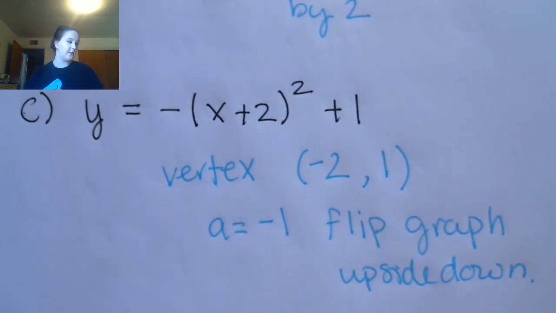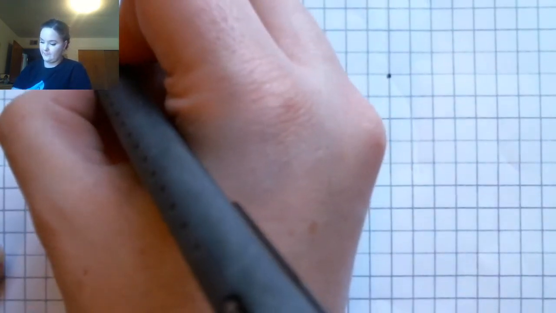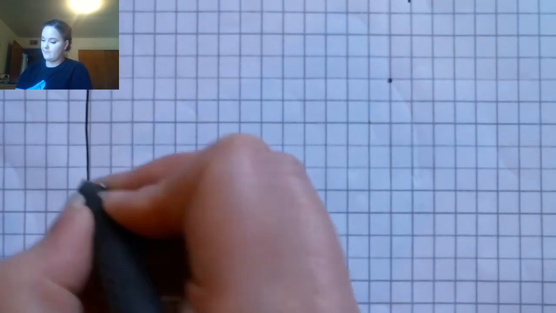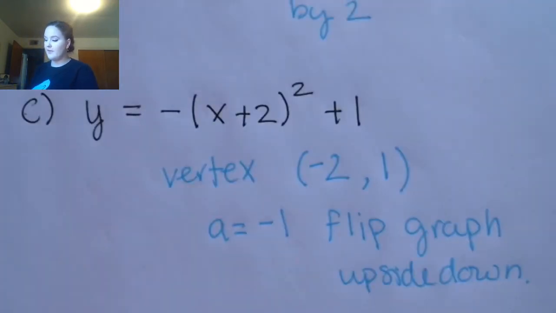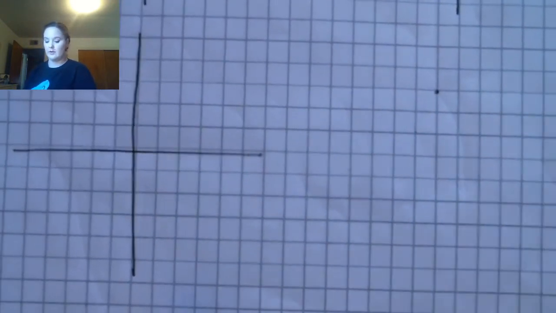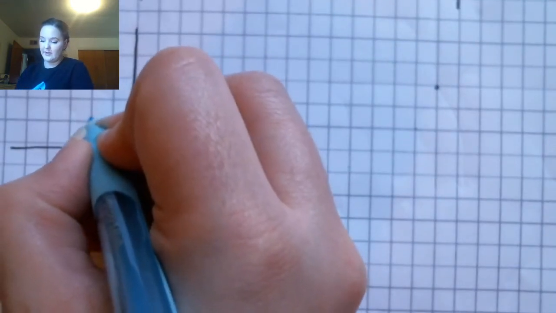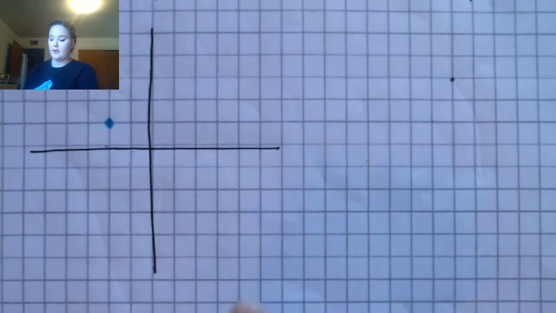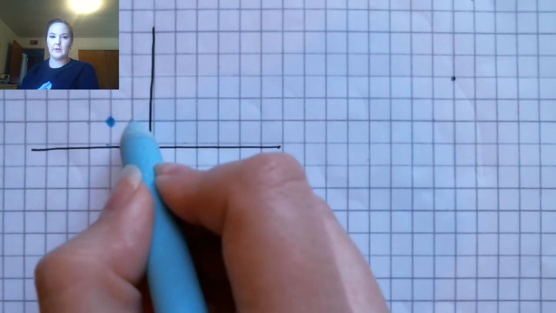All right, so let's look at what the graph will look like. So I'm going to graph my vertex, which was -2, 1. So -2, 1. Here's my vertex. Now we know the other 2 key points are on either side, one here and one here.